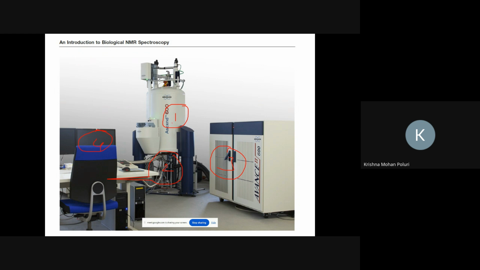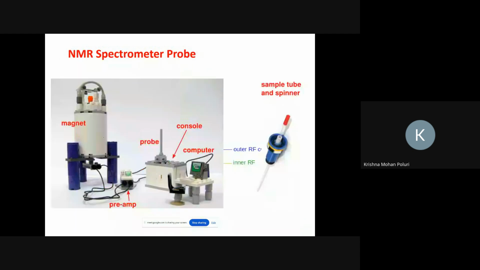So where you maintain at 4 degree Kelvin, and here is the probe. You call it a probe, which is essentially where you keep your sample. So you put the sample from top to bottom. These are called autosamplers now, where you can use multiple samples. And this is the console, where essentially you send radio frequency waves and also collect the signals from it. And this is a workstation where you process the things.